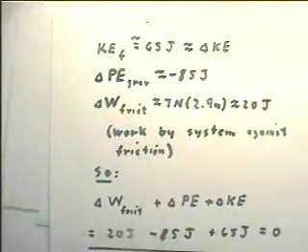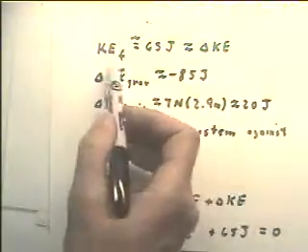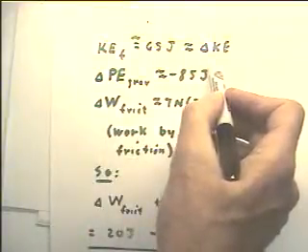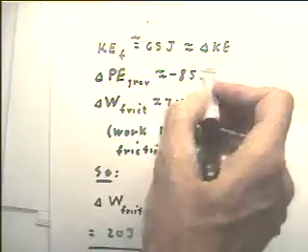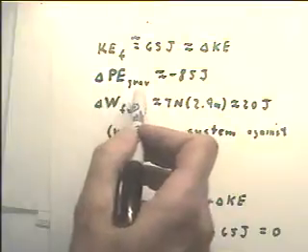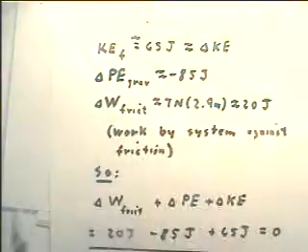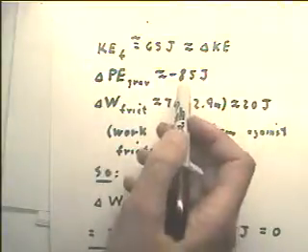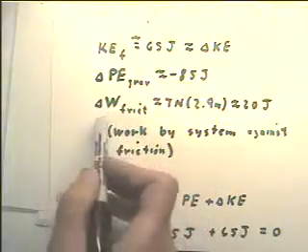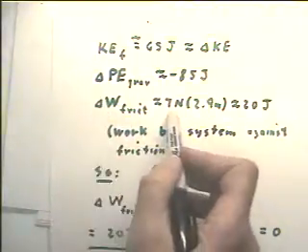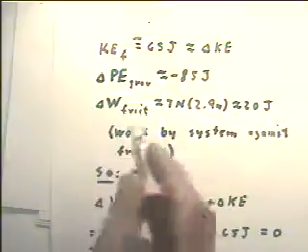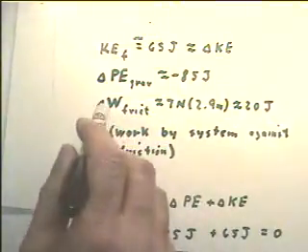Now we can put all that together as follows. The final kinetic energy is 65 joules, which is the change in kinetic energy, which is also the work done by the net force. Has to be. Change in kinetic energy is the work done by the net force. The change in potential energy, gravitational potential energy, is negative 85 joules because, again, gravity did 85 joules of work on the system. And the work done by friction is 7 newtons times the distance moved, or 20 joules, or the work done against friction. This is the way we want to think about it. This is the work done by the system against friction.